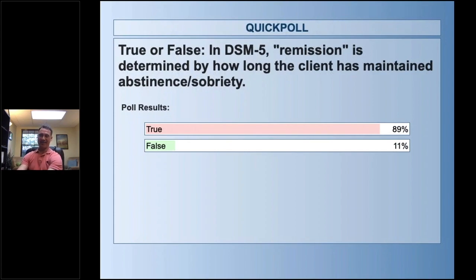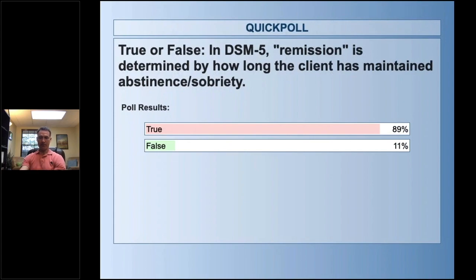Now, the reality is that doesn't happen very often. Most of the time, if they have met the criteria for substance use disorder and they're still drinking or using, then eventually these 11 symptoms are going to be happening again. But I just want you to know that that's not technically how we determine remission per the DSM.